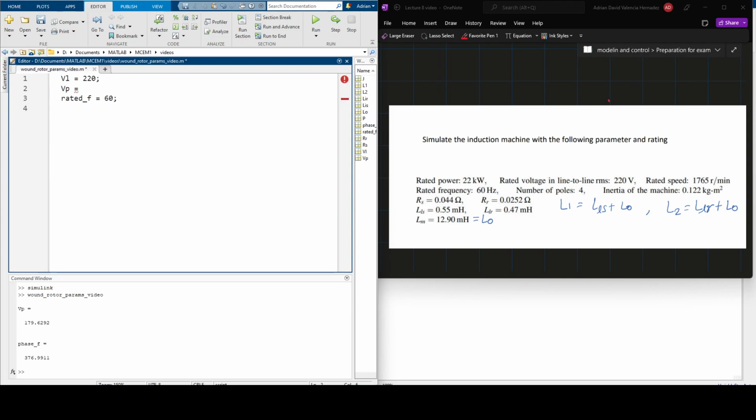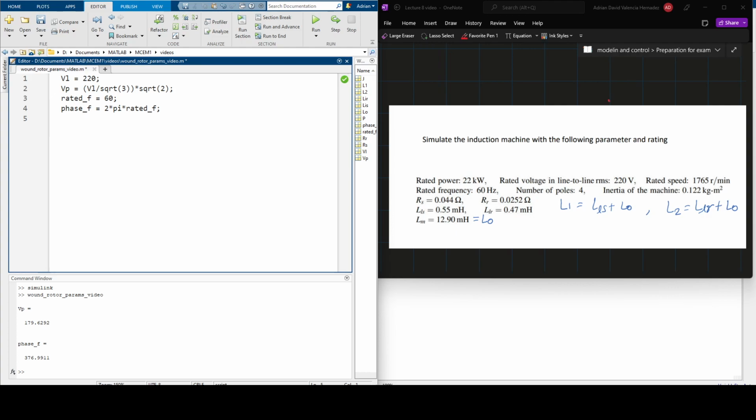So we need the peak, and this is gonna be equal to our line voltage over square root 3 times square root 2, because this was in RMS. Now our phase frequency is gonna be equal to 2 pi times our rated frequency.